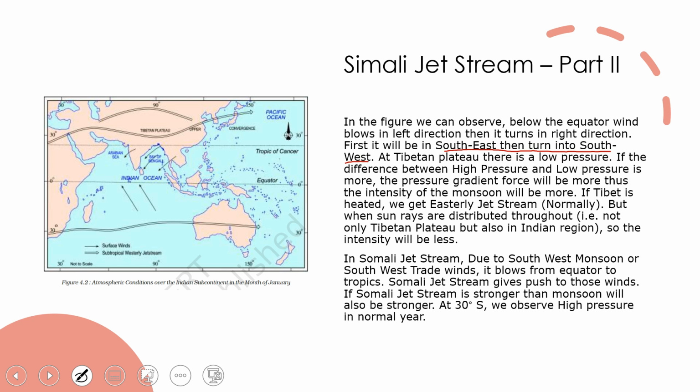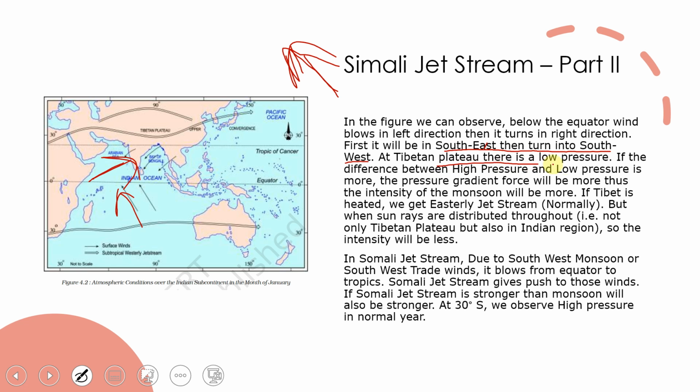Okay, this one, in the retreating of the monsoon, this is your southeast, this is your southeast, and then it will turn into the southwest. Understand what he is trying to say? That first it is in the southeast, then it will turn to the southwest.